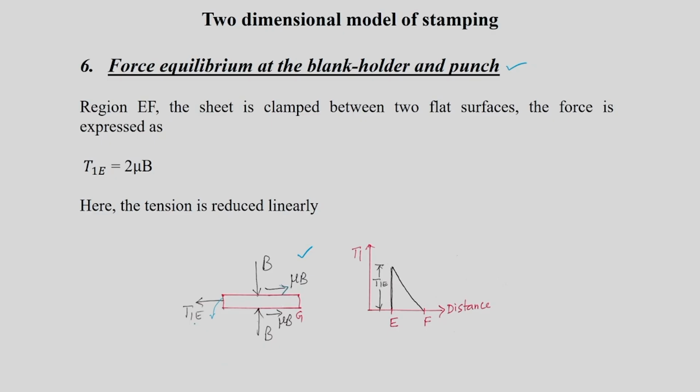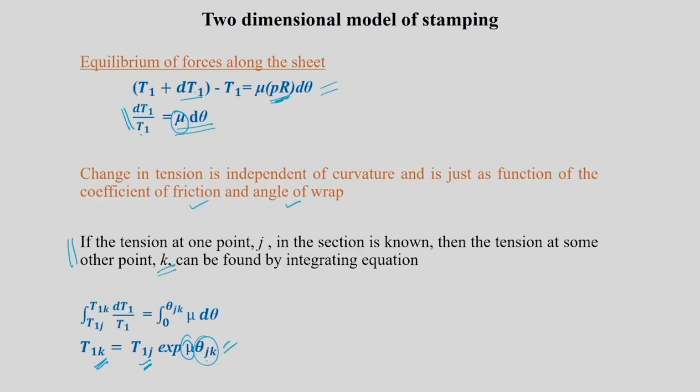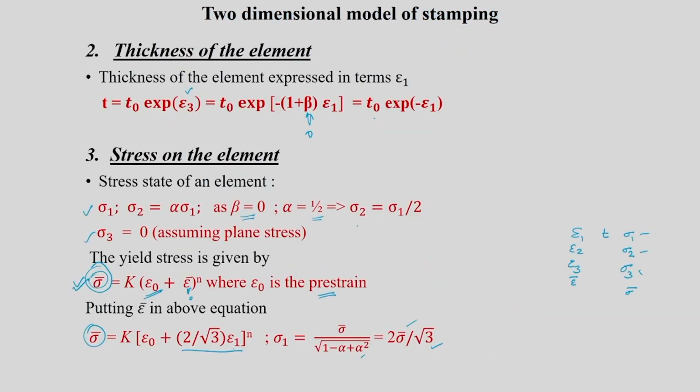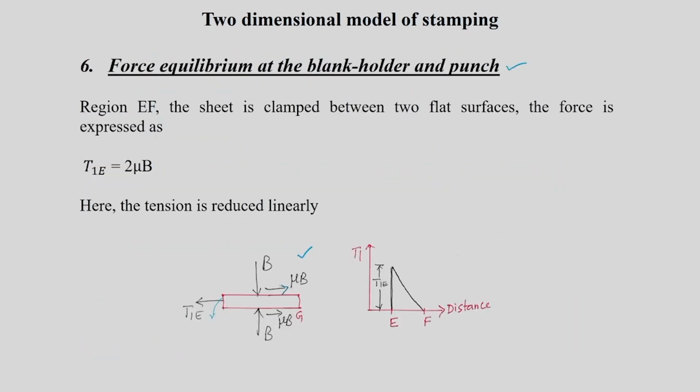And T1E is T1 at point E. E is this particular point, D is at this particular point, so E is here. This is your EF. Just outside EF, whatever tension is acting, that is your T1E. If you know T1E, then you can calculate the blank holding force from this expression. So I am simply writing T1E is nothing but 2 times mu B.